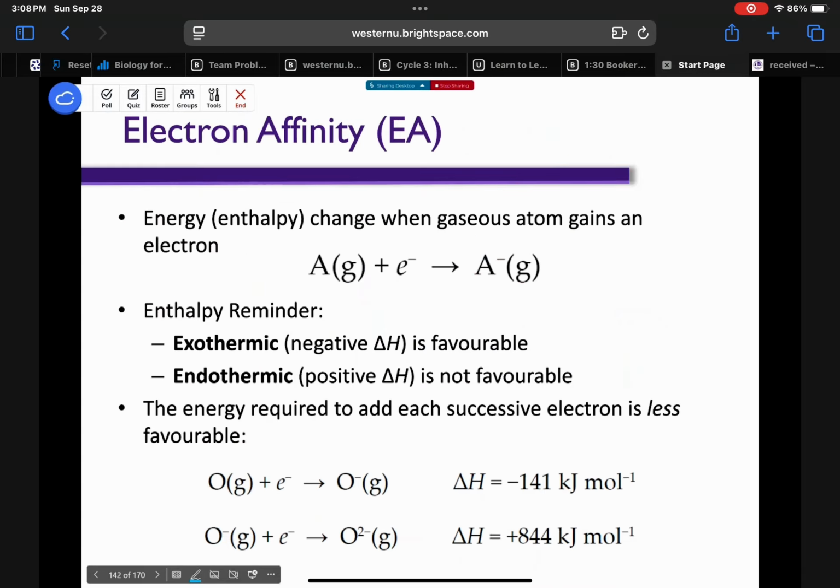Okay, so we've had ionization energy when an electron is stolen away, an electron is removed. Now we're changing gears, we're moving to our next trend, and we're on to electron affinity.